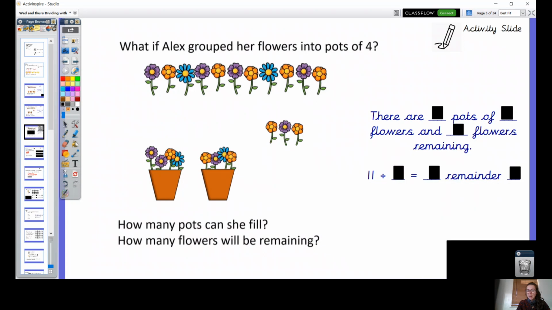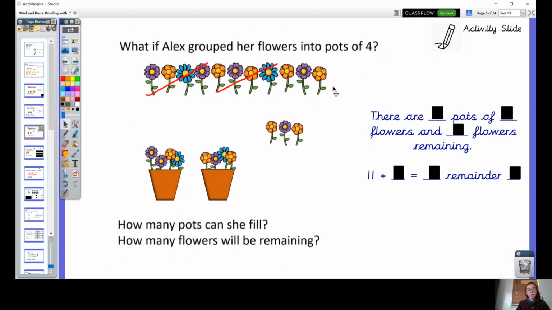Yeah, so here we go. This is maybe what your objects or your pictures should look like. So we're grouping them into 4s this time. So I've made 1 pot of 4. I made 2 pots of 4, and I realised I couldn't make another one. So I had some left over. I had 3 left over.